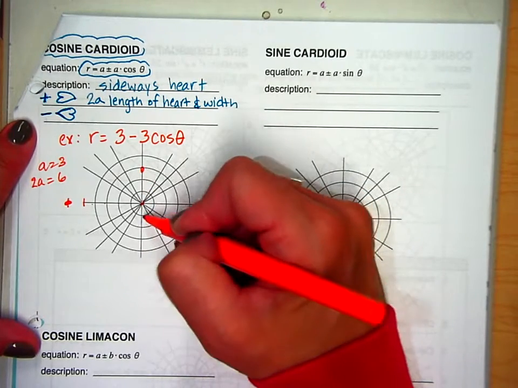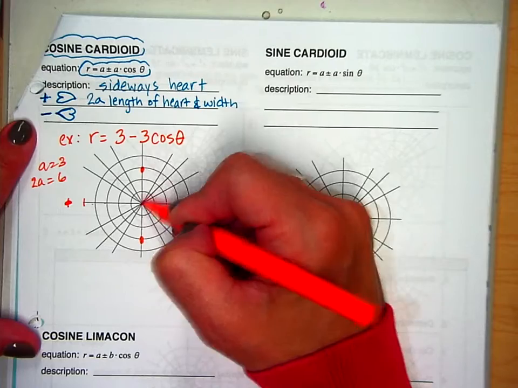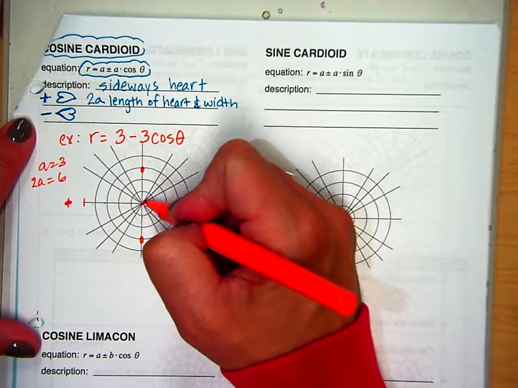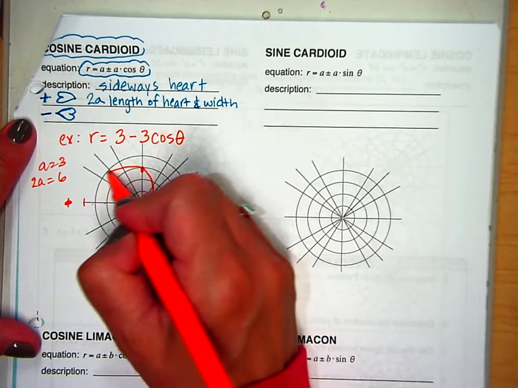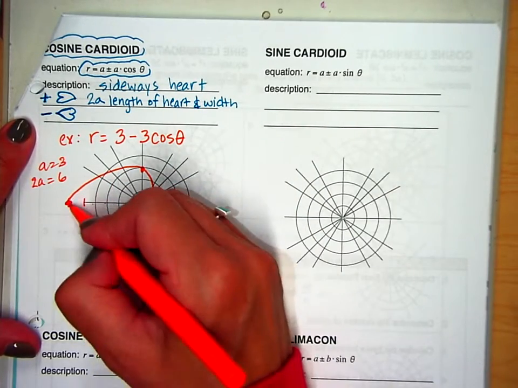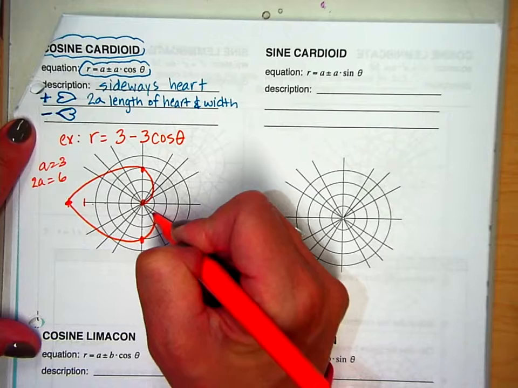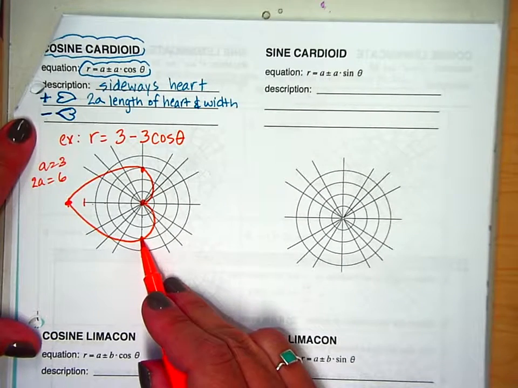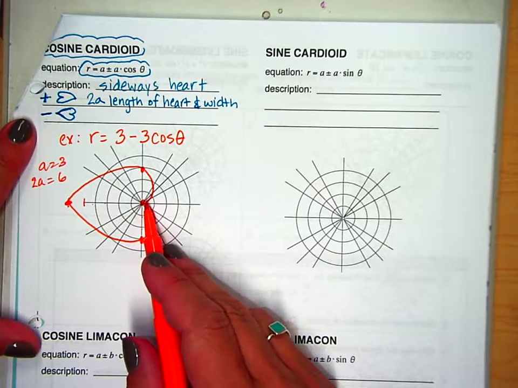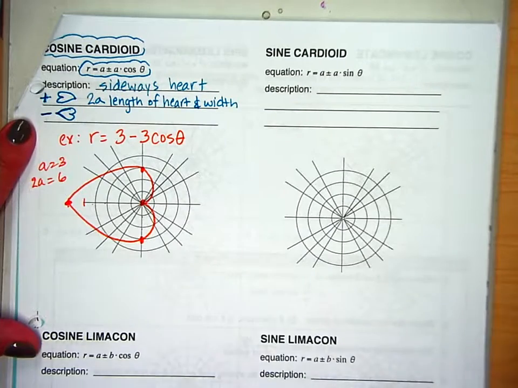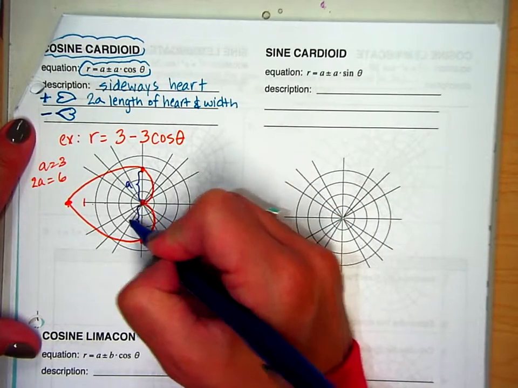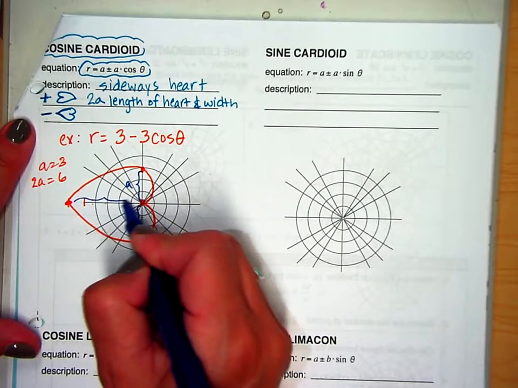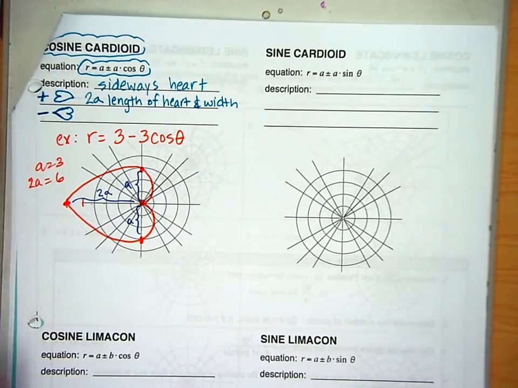And then you literally just form your heart. It touches in at the pole, and then it curves around to your pointy end, curves back around through that point at 3, negative 3, and then back into the pole. And there's your cardioid. So what you want to label is that this distance here is a, so is this, and that this length here is 2a. And it always has to touch at the pole.